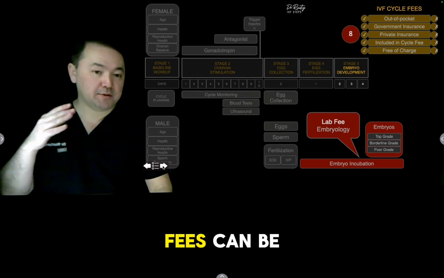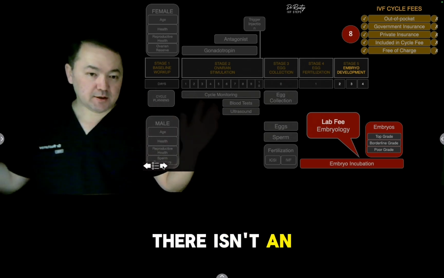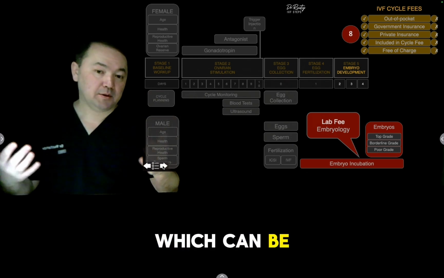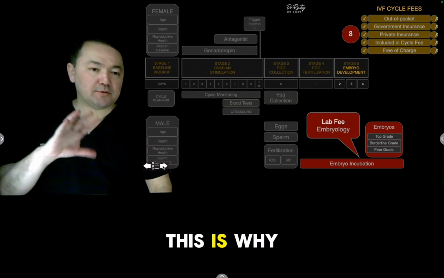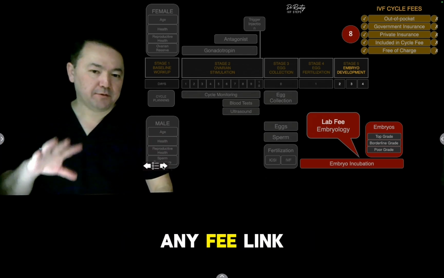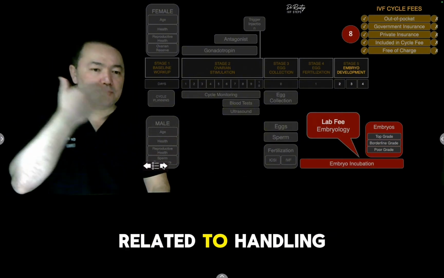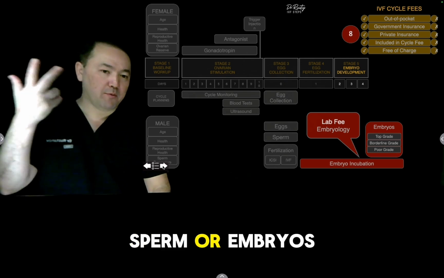So you need to really find out if there is any lab fee. Sometimes these fees can be hidden, so you may assume there isn't any additional fee outside your cycle fee, then you may receive a bill which can be quite a bad surprise. This is why you really need to find out if there is any fee linked to any lab interventions related to handling your eggs, sperm, or embryos.